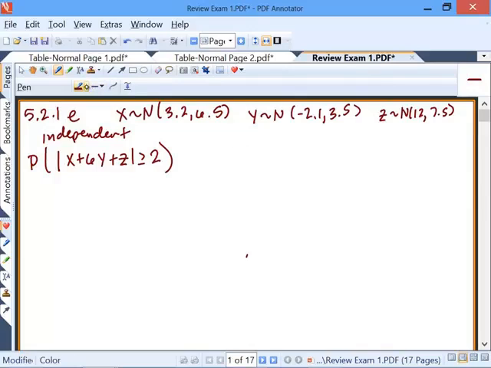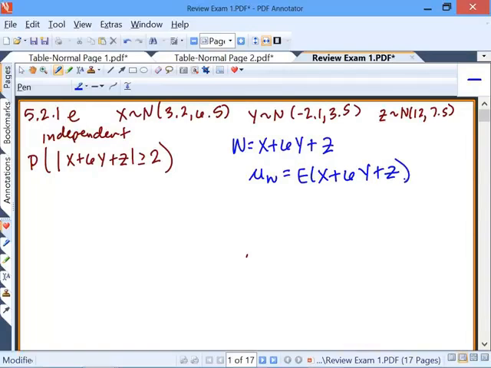We're just going to say, okay, I have a new random variable, and I'm going to call it W, which is X plus 6Y plus Z. What I need to do is find the new mean. So to find the new mean, let's write it as the expected value of X plus 6Y plus Z, and just use our rules for expected value that we memorized a while ago.